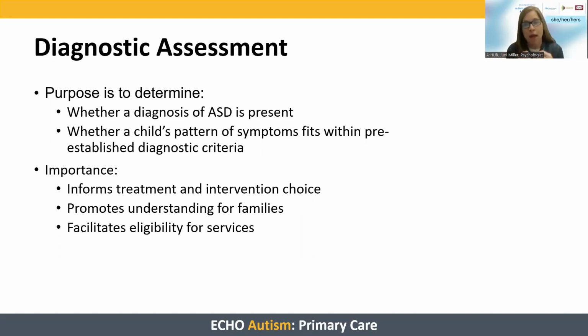So we would hope that having a good, accurate diagnosis will inform what kind of treatment you do, what kind of intervention choices you make, helps you understand your loved one, and facilitates eligibility for services that you might be eligible for and that will be helpful.